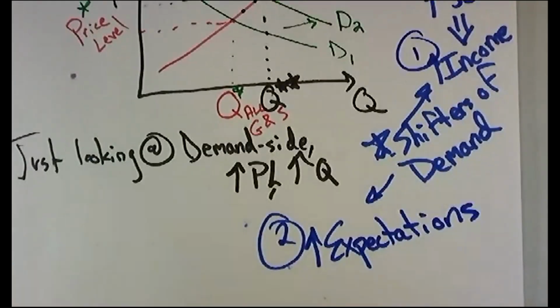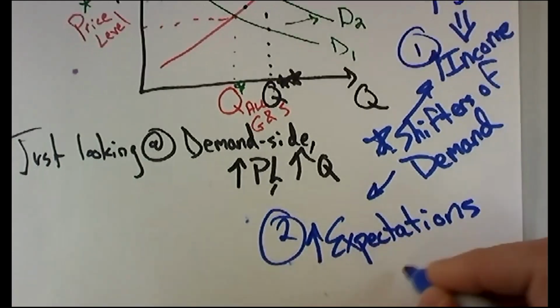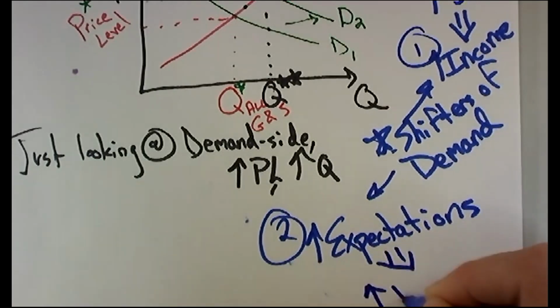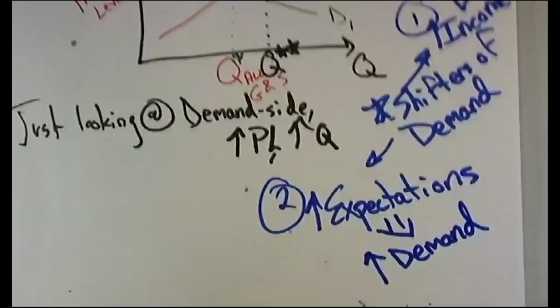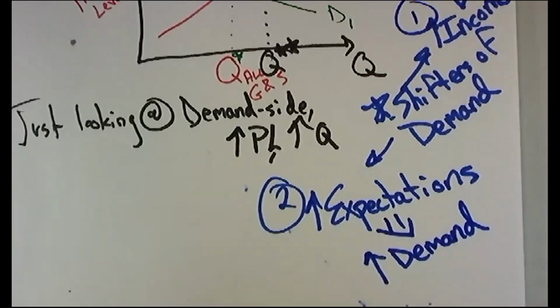Right? So people expecting there to be more economic activity and more jobs are going to go out and spend more. And so this increase in expectations is going to result in an increase in demand. So you could have chosen either one of the reasons. The expectation one is a little bit trickier, right? Because it deals with what people are thinking, their subjunctive, conjectural behavior, like what would they do if this were the case? But the income one is pretty straightforward.